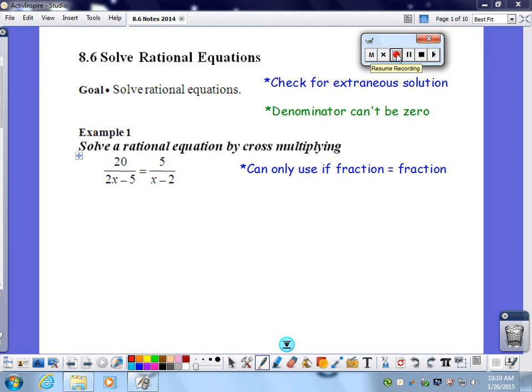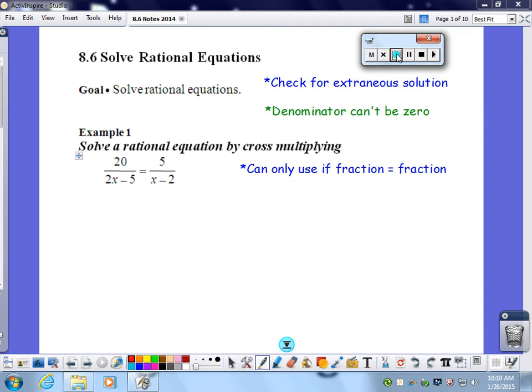All right, these are notes for 7F, solving rational equations. So we dealt with expressions before, but now we're going to be solving equations that deal with fractions. All right, you will be taking these notes on your own paper. So here's some things we have to remember to check for.